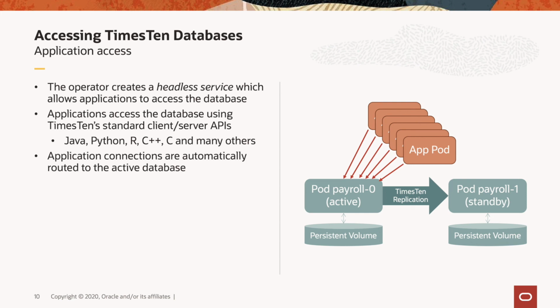And because this is a replicated environment, TimesTen will automatically route those application connections to the active database. So in this example, we see a whole bunch of application pods, and when they try to connect to your payroll TimesTen database, they automatically get routed to the active one.